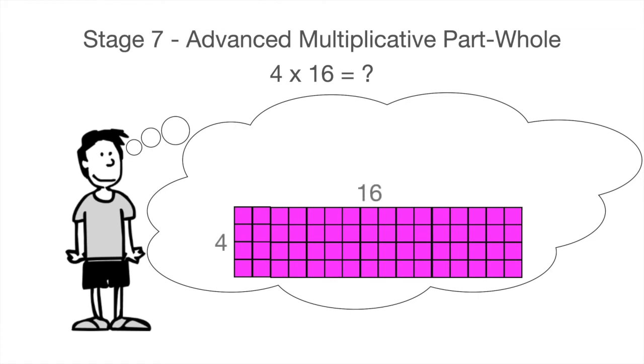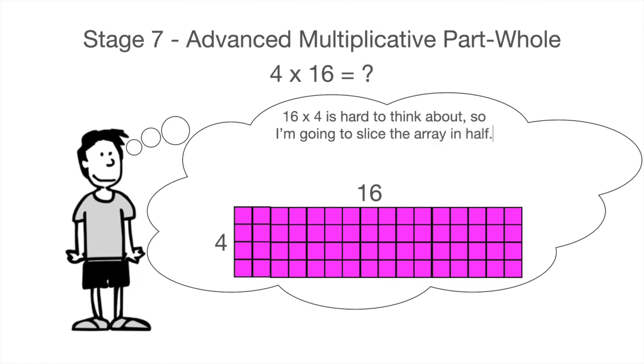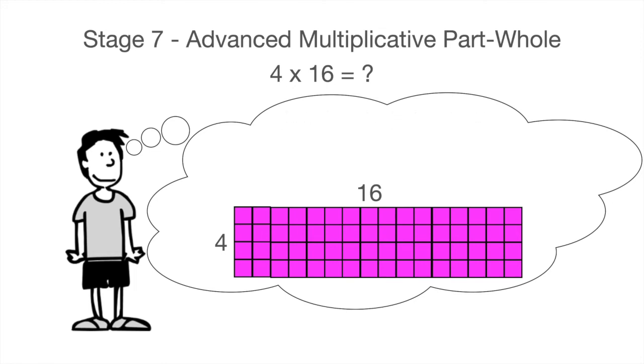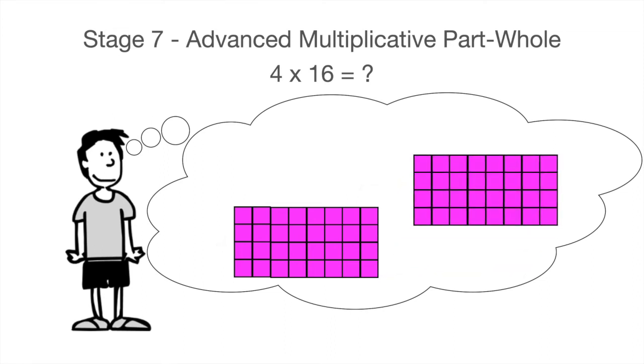Stage 7 students have developed and refined a range of strategies for solving multiplication and division problems. These strategies involve one or more of the numbers involved in the multiplication or division to be partitioned, manipulated, and recombined. In this example, the student thinks of 4 times 16 as an array and splits the array in half, making 2 equal smaller arrays of 4 times 8.